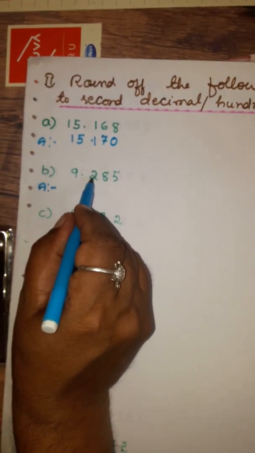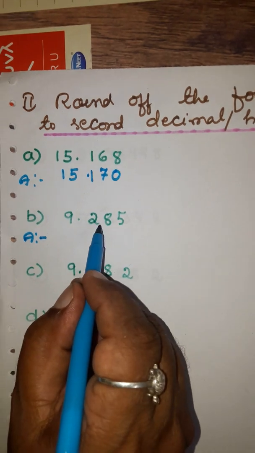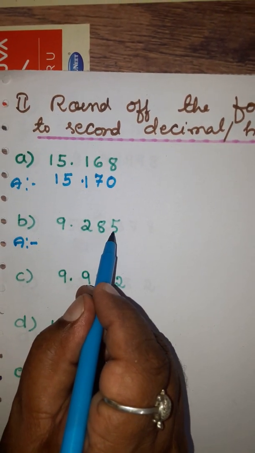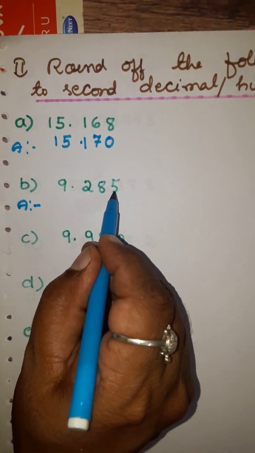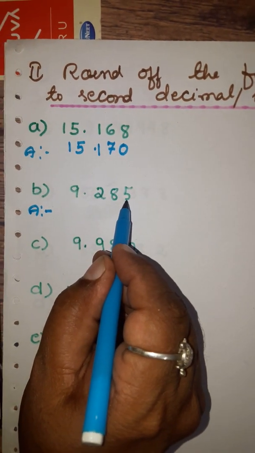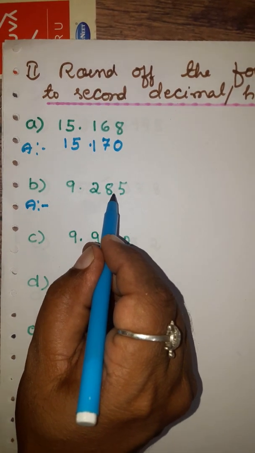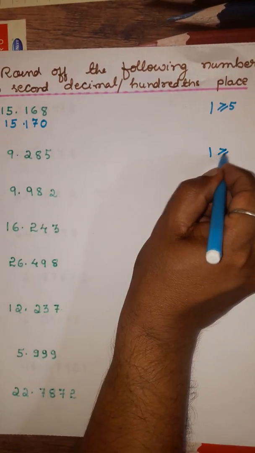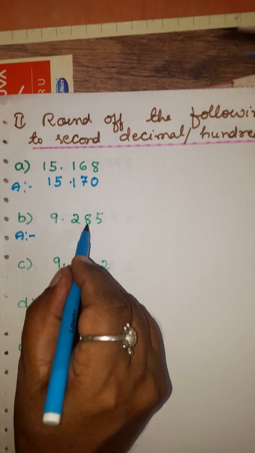9.285. Now I have to round it up to the second decimal place. To round it up to second decimal place, I have to look at the third decimal place. So this is thousandth place. So I have to add 1 to the second decimal because in the third decimal place I have digit which is equal to 5. If a digit is equal to 5 or more than 5, add 1 to second decimal place.